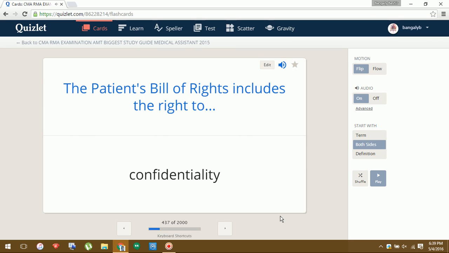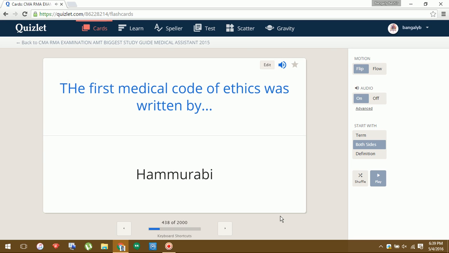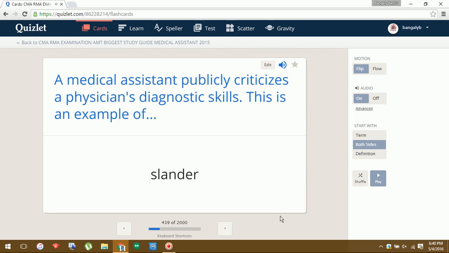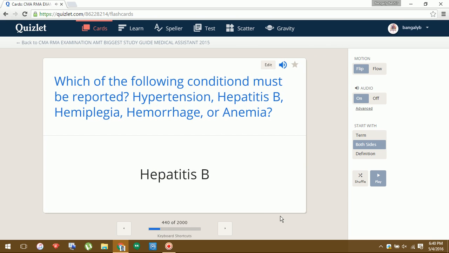The patient's Bill of Rights includes the right to confidentiality. The first medical code of ethics was written by Hippocrates. A medical assistant publicly criticizes a physician's diagnostic skills. This is an example of slander. Which of the following conditions must be reported? Hypertension, hepatitis B, hemiplegia, hemorrhage, or anemia? Hepatitis B.